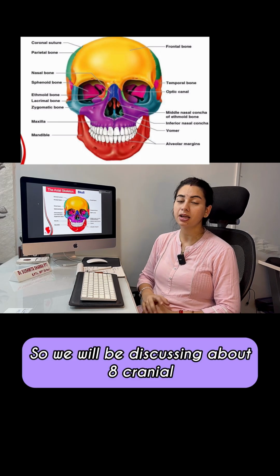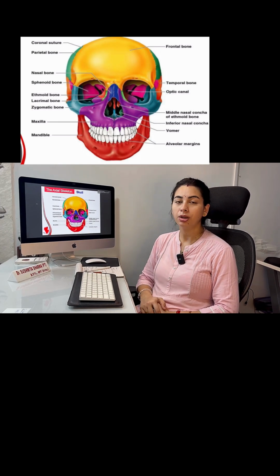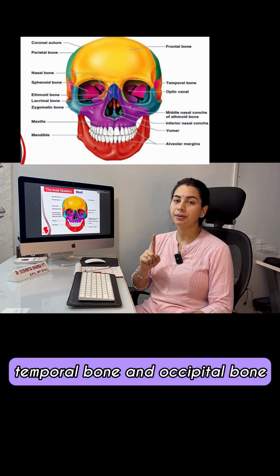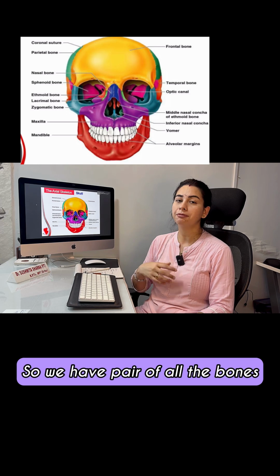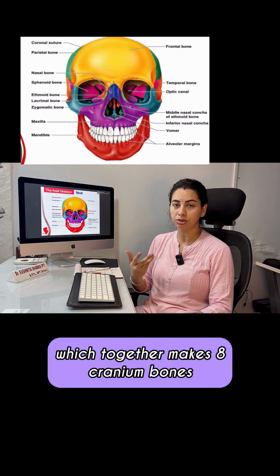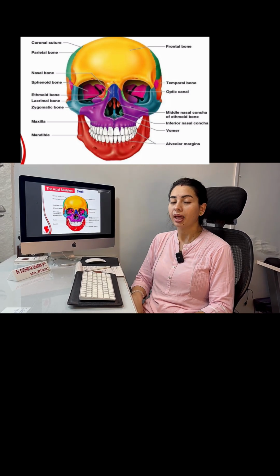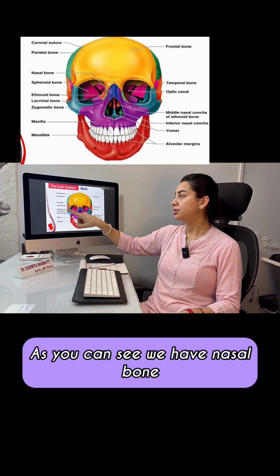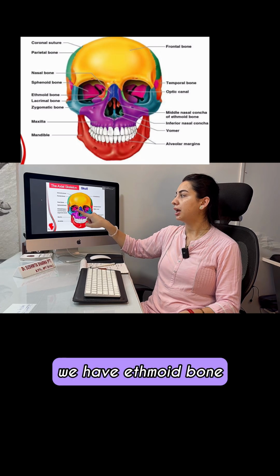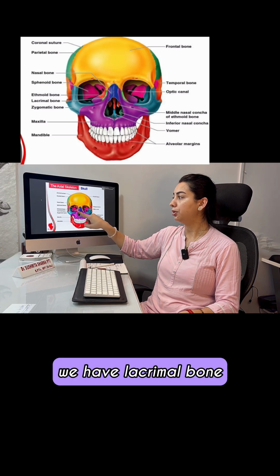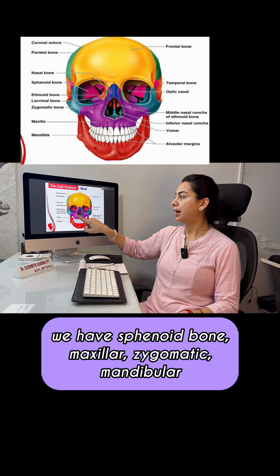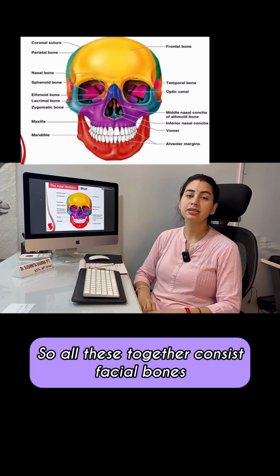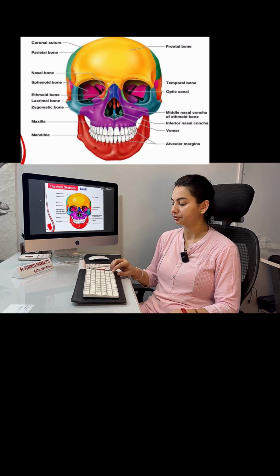We will be discussing the 8 cranial bones first: frontal bone, parietal bone, temporal bone and occipital bone. We have pairs of these bones, which together make 8 cranium bones, and we have 14 facial bones. Now we'll move on to the facial bones. As you can see, we have nasal bone, ethmoid bone, lacrimal bone, sphenoid bone, maxilla, zygomatic and mandible. All these together constitute the facial bones.